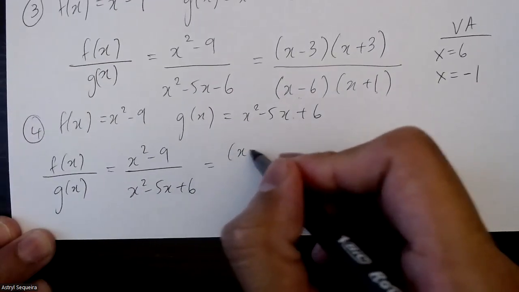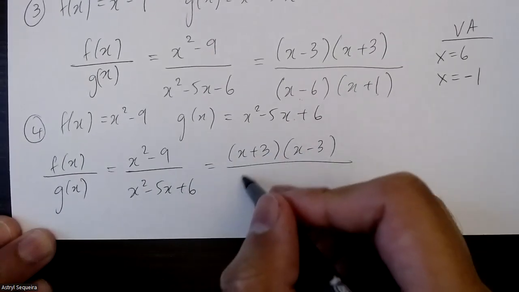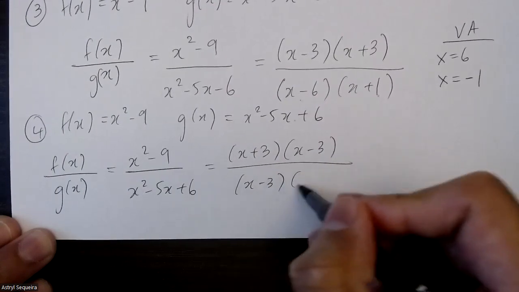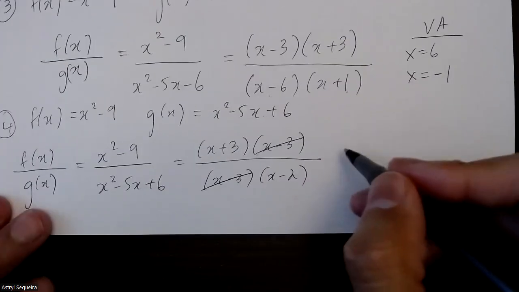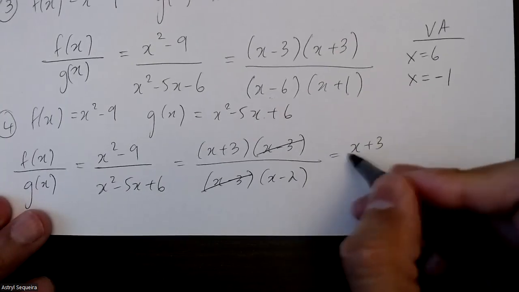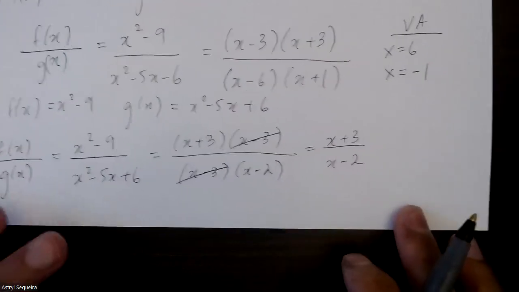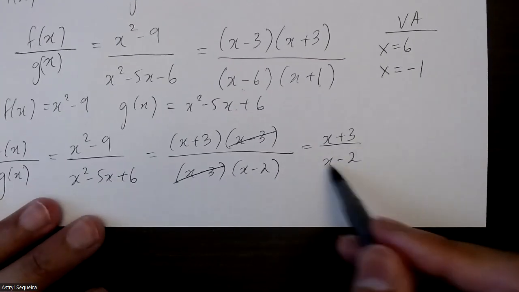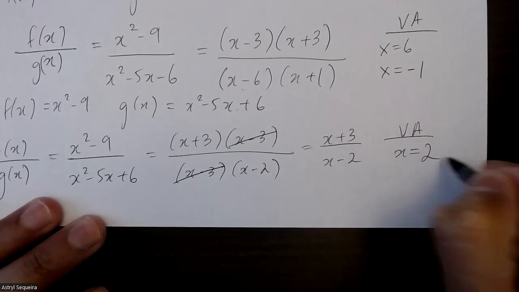And if I factor, that's x plus 3 times x minus 3 over x minus 3 times x minus 2. So I can cancel these out in this case. I'm just left with x plus 3 over x minus 2. That would be a hole for that cancellation. So over here, I'm left with only a vertical asymptote of x equals 2.